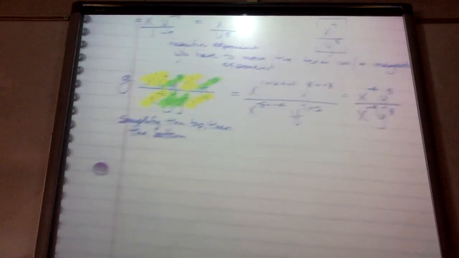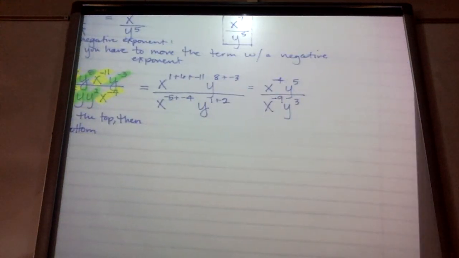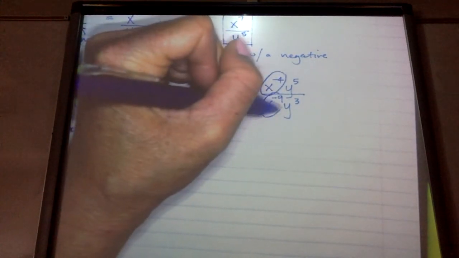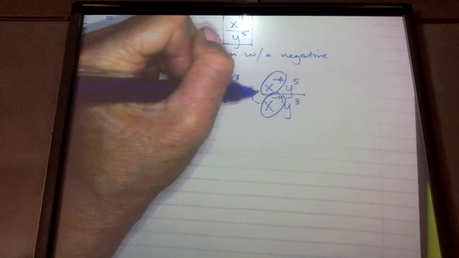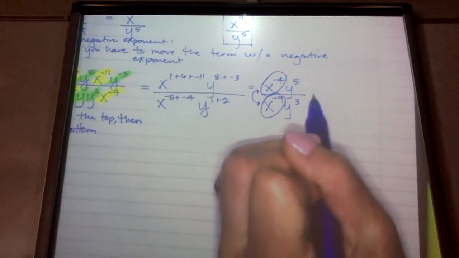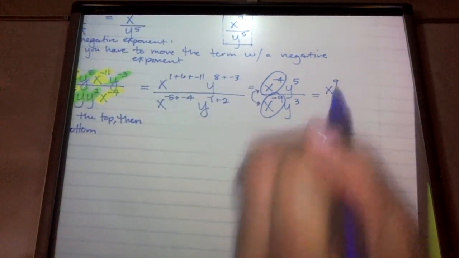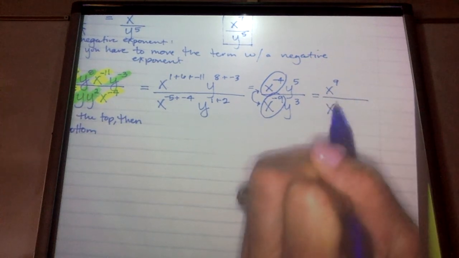Now from here, I have to deal with my negative exponents. So notice this one is negative, this one is negative, so I'm going to switch them. So this gives me x to the 9th over x to the 4th.